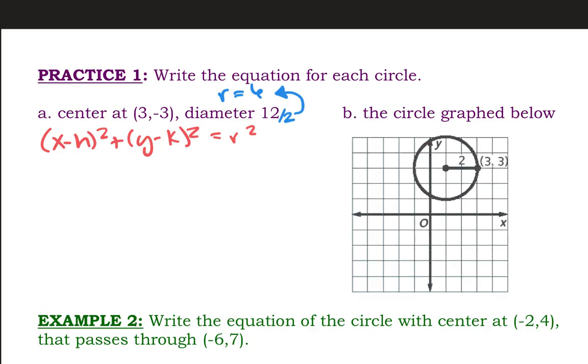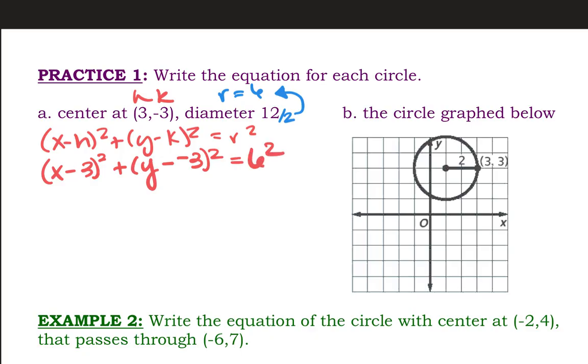All right, so then for the center, Caden, how did you plug this in? What did you get? You got x minus 3? Mm-hmm. Finish reading it to me. Squared plus y plus 3. Okay, so that's your h, that's your k. So y minus a negative 3 squared equals, what would you, 6 squared, good.